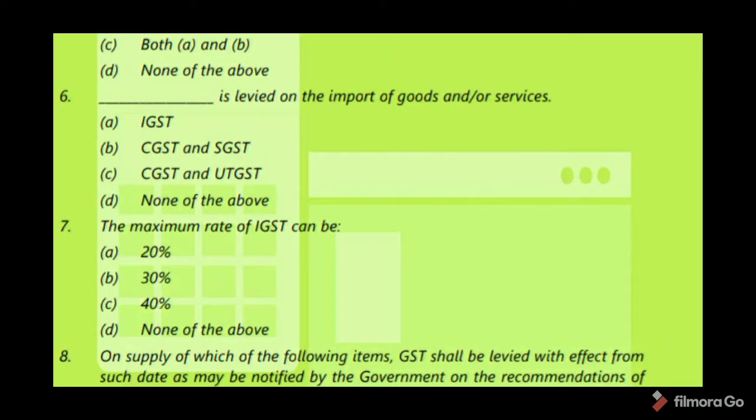MCQ number 7. Maximum rate of IGST is 40% and CGST 20%. So here the IGST maximum rate is 40%. Option C is correct. Okay.